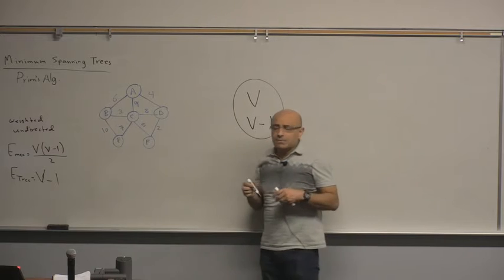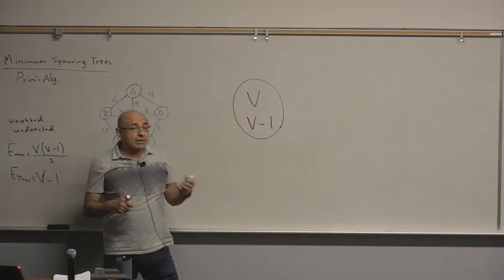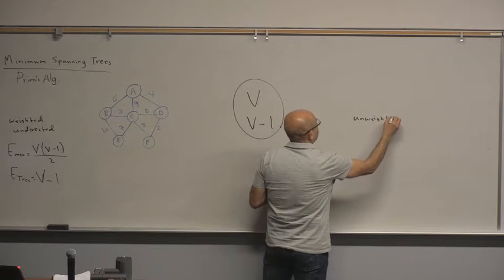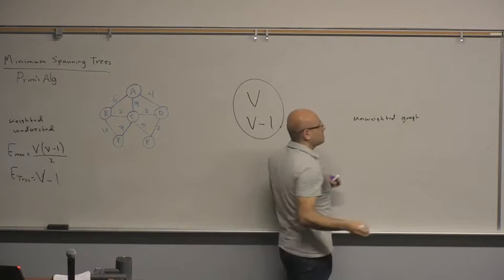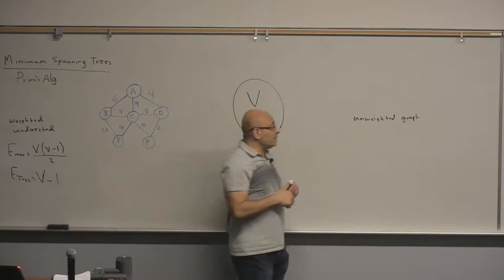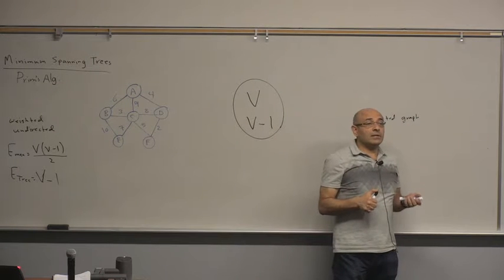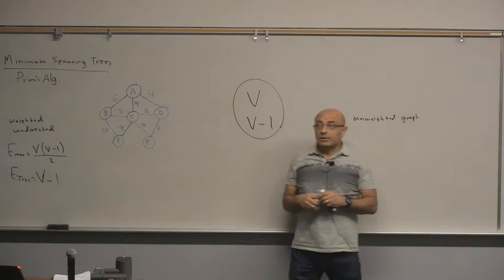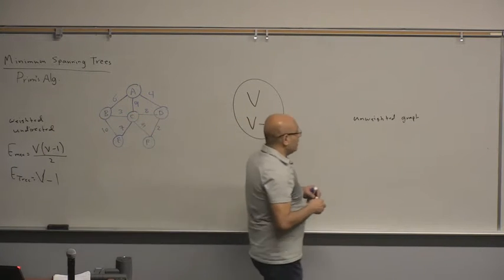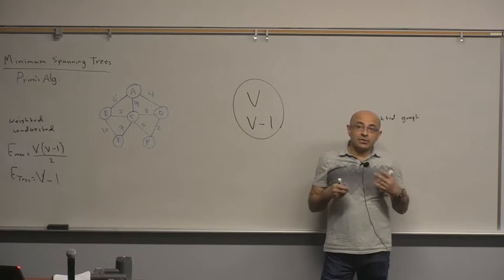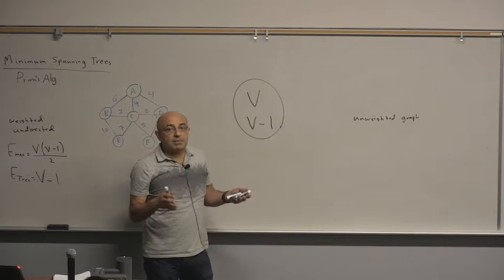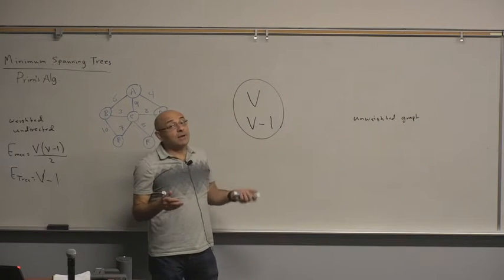Now what about the minimum spanning tree in an unweighted graph? If I give you an unweighted graph, what's the minimum spanning tree? Any tree. Any tree that connects all the vertices, right? If it's unweighted, then every edge will have a weight of 1. Then if there is a tree that connects all vertices, any such tree will be a minimum spanning tree. Right.